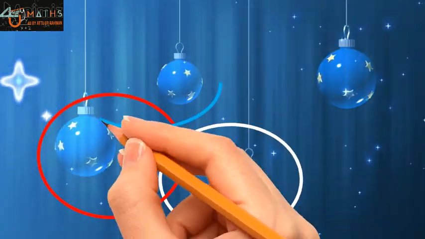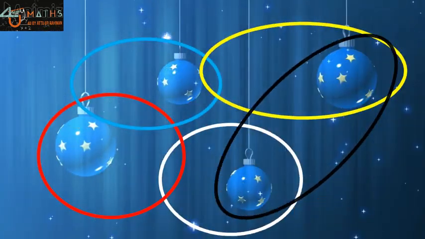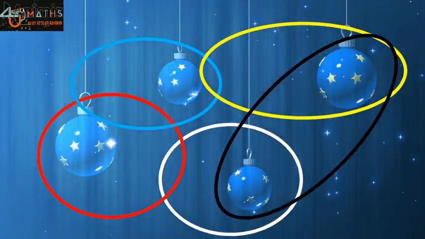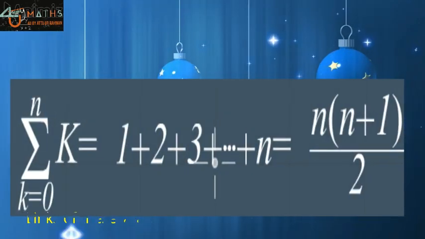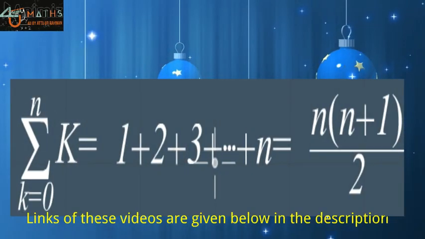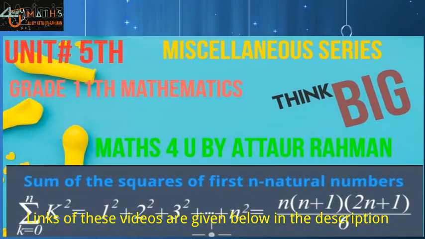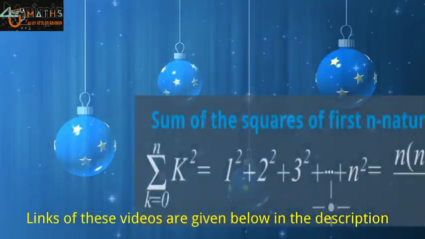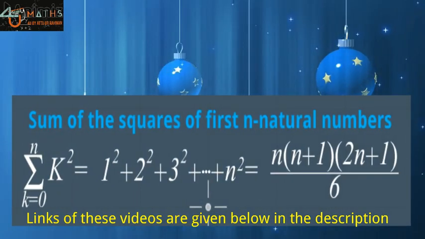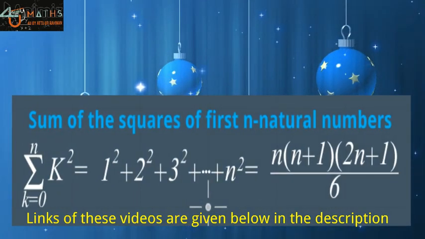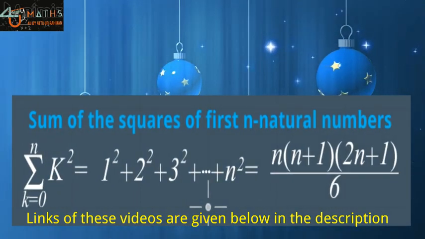Dears, this is the linkage between the previous lectures. That is, in the first lecture, we have proved that the sum of the first n natural numbers is equal to n into n plus 1 divided by 2. While in the second, we have proved that the sum of the squares of the first n natural numbers is equal to n into n plus 1 into 2n plus 1 divided by 6.